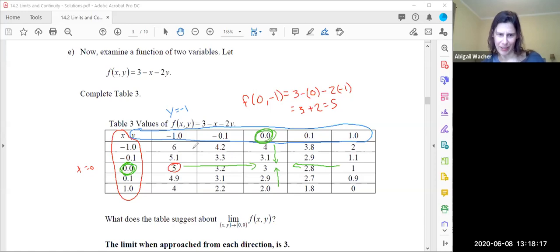How about the diagonals? Let's take a look. 3.6, 3.33. So in this direction, I'm also approaching 3. Also in this direction, it looks like I'm approaching 3. And I think you get the idea. It looks, from this table, like we are approaching 3 from all the different directions.